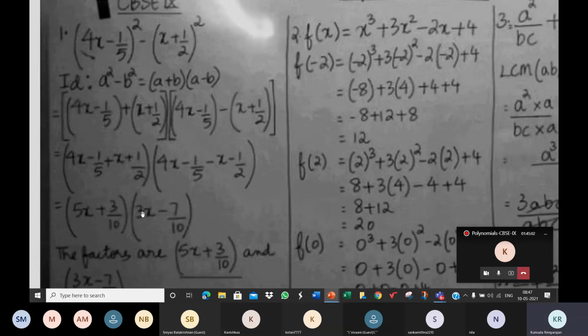4x minus x, 3x. Minus 1 by 2 minus 1 by 2. LCM, 10 is LCM. Work it and you get minus 7 by 10.